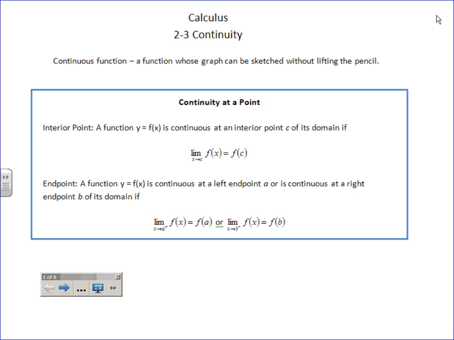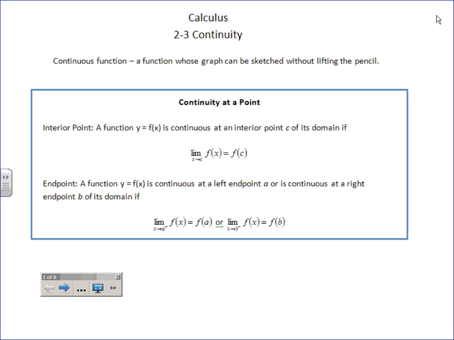A lot of the functions we've done recently with holes or asymptotes, obviously, you can't draw without lifting your pencil. And so those are not continuous. Basically, to tell the difference, you look for discontinuities. If it has a hole or an asymptote, there's no shot that it's continuous. Now, this is a much more strict definition here.